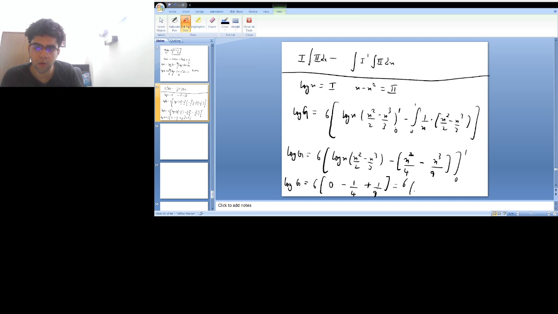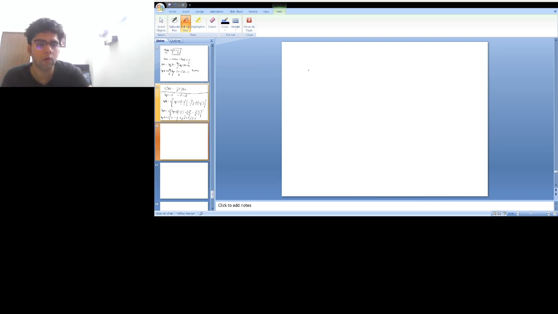6 into 36, 5 minus 5. This is 4 and this is 9, so this becomes minus 5. This gives me minus 5 upon 6. So this is minus 5. Going to the next page, I need to check my answer. I did some mistake, I guess.